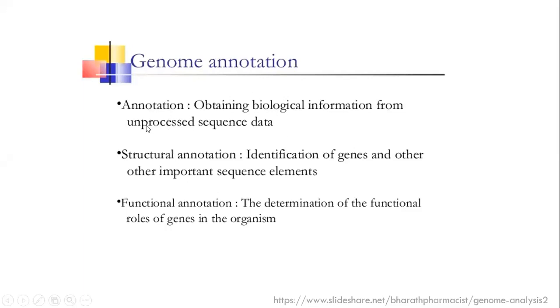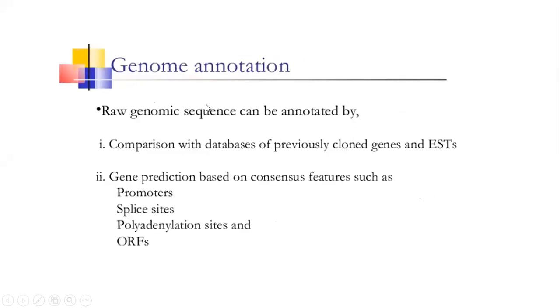obtaining biological information from unprocessed sequence data, simple ATGs. It may be structural, it may be functional, depending on what you are trying to find. So raw genomic sequences can be annotated if you already have an established set of cloned genes, for example Hox genes, or expressed sequence tags. You already have a library. We will talk about this next class. You may compare them. You may annotate.